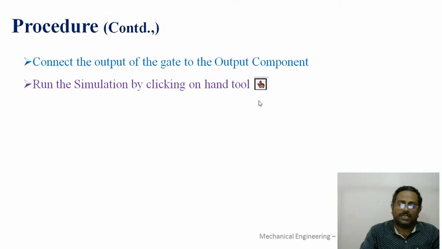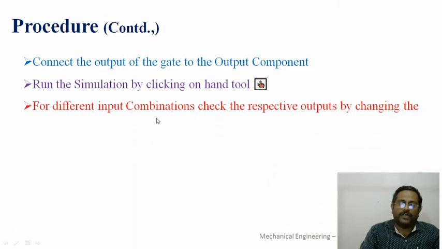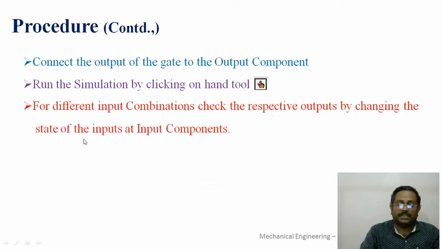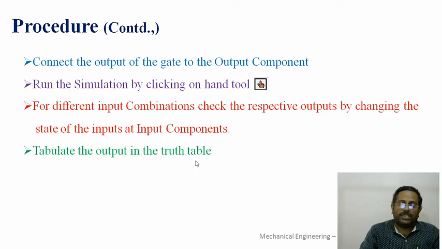After clicking this icon, for different input combinations, check the respective outputs by changing the state of the input at the input component, that is 0 to 1 or 1 to 0, using this poke tool. After changing this, tabulate the output in the truth table for all combinations and verify the circuits. This is the procedure to simulate the logic circuits in Logisim 2.7.